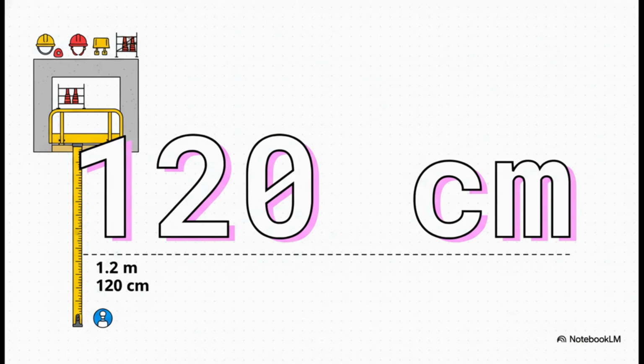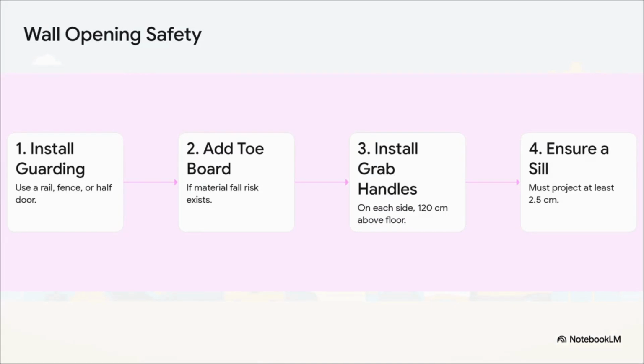That's 1.2 meters. If the drop from a wall opening down to the next level is more than that, a whole set of guarding rules immediately kicks in. It's a clear line in the sand. Below that, the risk is lower. Above it, you've got to take serious action. So here's the key takeaway.